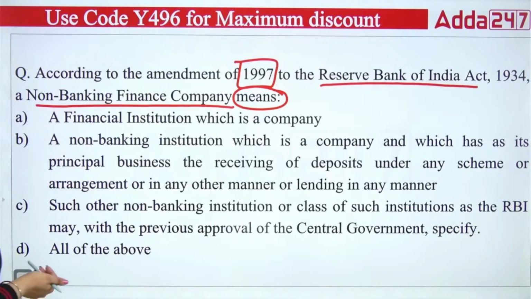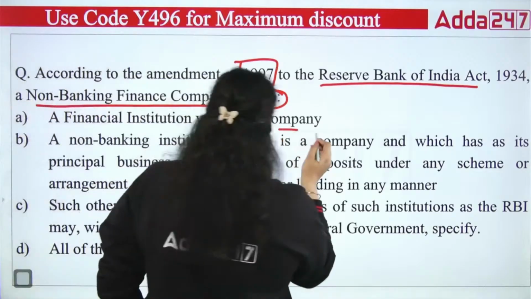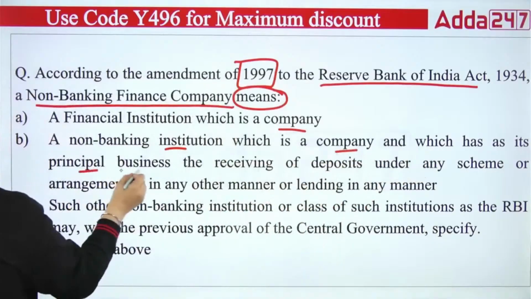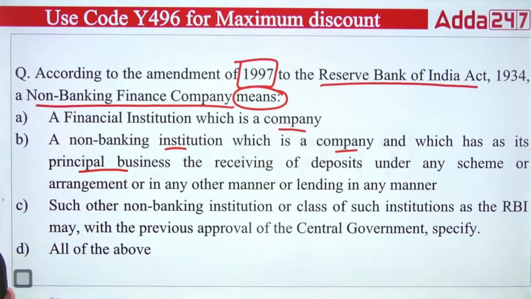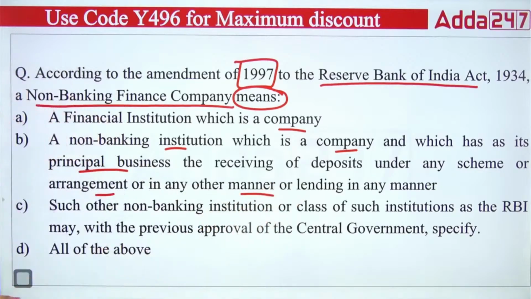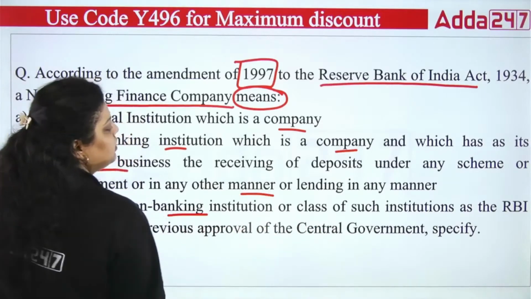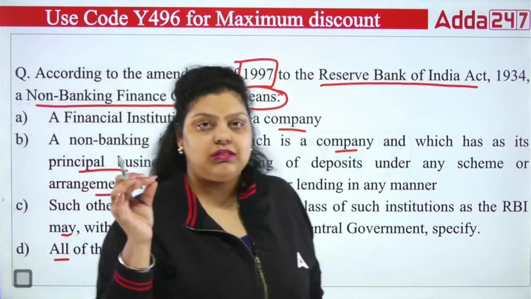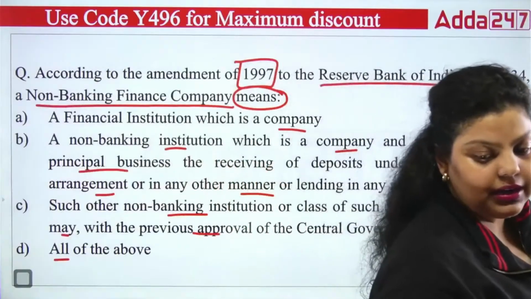First is saying a financial institution which is a company. Second, a non-banking institution which is a company and which has as its principal business the receiving of deposit under any scheme or arrangement or in any other manner, or lending in any manner. Third, such other non-banking institution or class of such institution as the RBI may, with the previous approval of the central government, specify. And the last one is all of the above. Now you have to answer which of the following is the definition given under the RBI Act Amendment 1997.